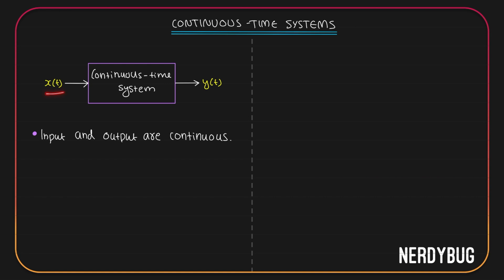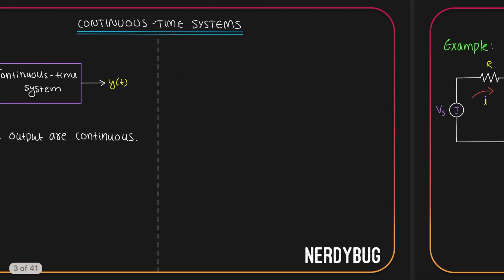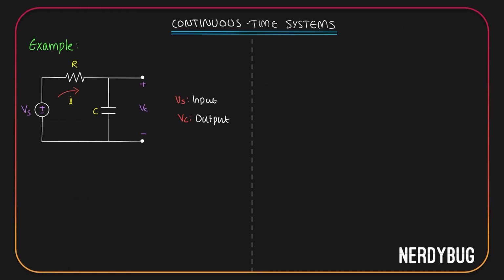Over here, x of t is the input, and the continuous time system transformed it into y of t, which is again continuous. Let us see an example for a continuous time system. Here we have an RC circuit. Vs is the source voltage, and we'll take it as the input. Vc is the voltage across the capacitor, and we'll take it as the output. I is the current in the circuit.